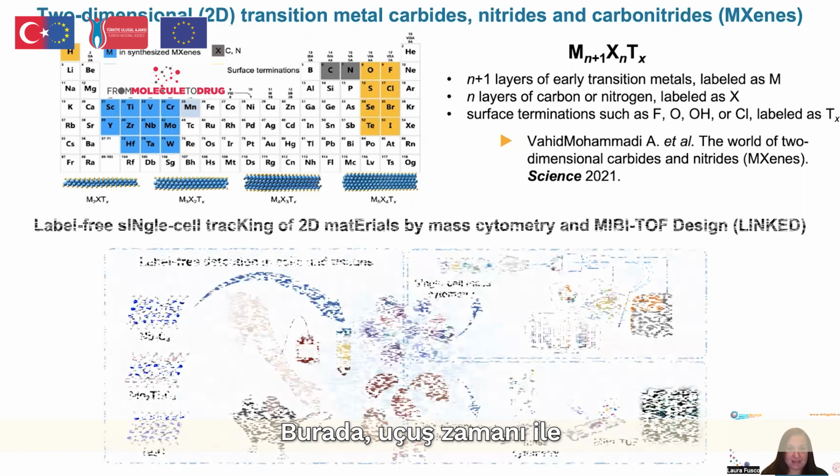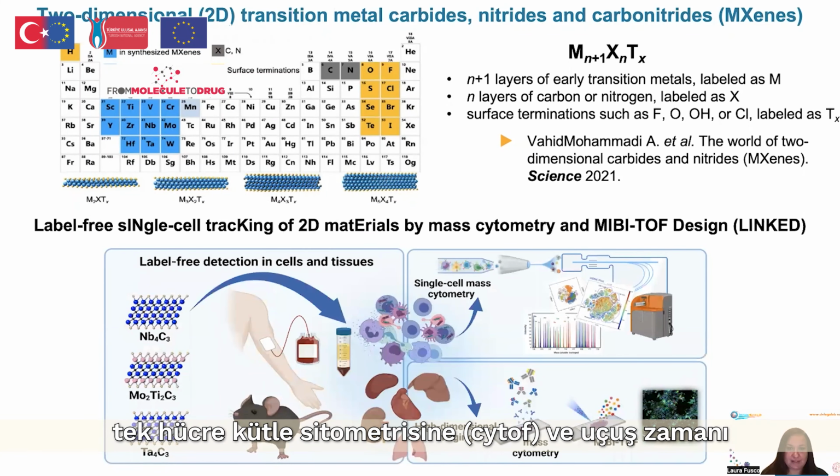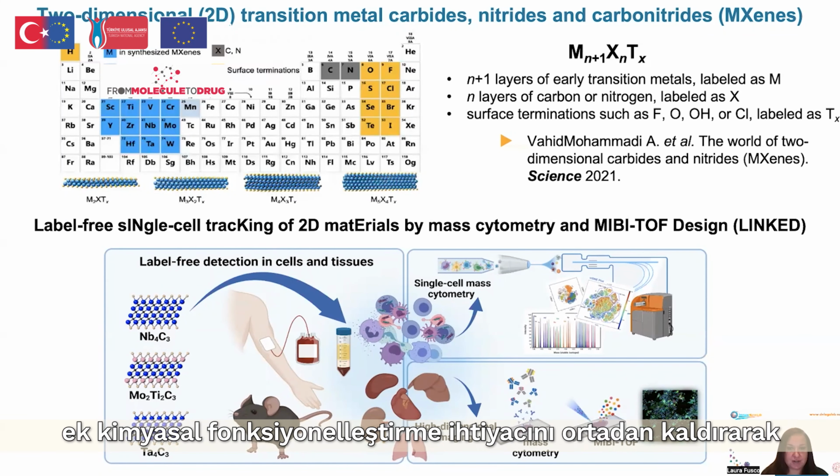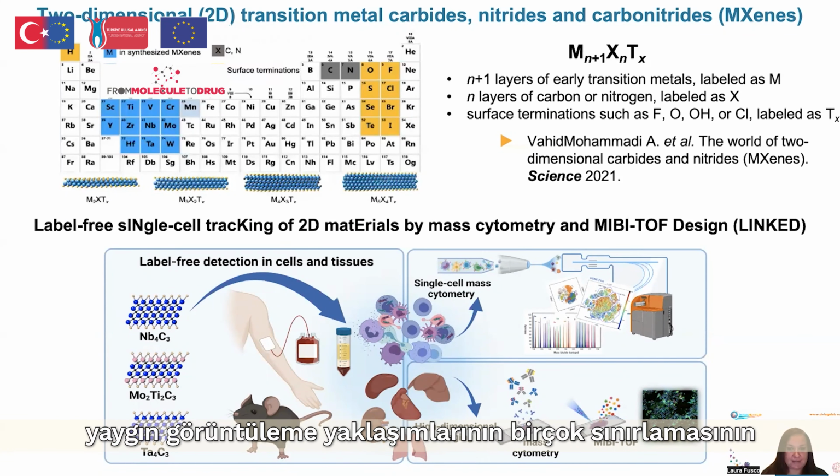Here we propose LINK, a label-free single-cell detection strategy based on single-cell mass cytometry by time of flight, CyTOF, and ion beam imaging by time of flight, MIBI-TOF. In LINK, we design MXenes containing specific transition metals that can be directly identified by mass cytometry and imaging at the single-cell level. This design abrogates the need for additional chemical functionalization of the materials, thus overcoming many limitations of common imaging approaches.